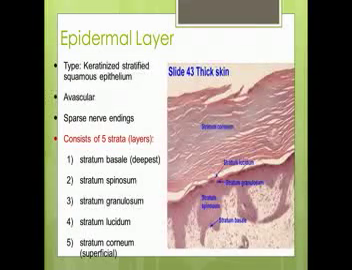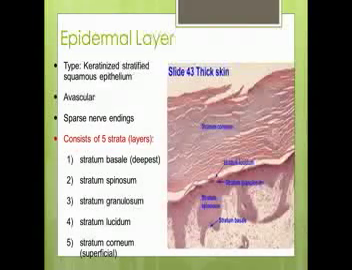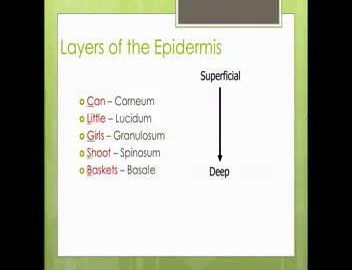What are those 5 epidermal layers? We're going to start at the deepest, at the basal layer. That's the stratum basale, and you see it right here. Then we have the stratum spinosum, granulosum, lucidum, and corneum. So we're moving from that basal layer superficially.